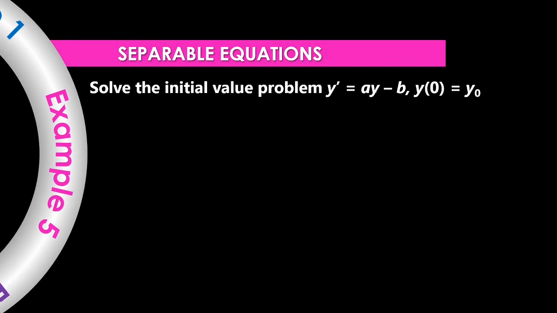Solve the initial value problem, y prime equals ay minus b, given that y of 0 is equal to 0. So here, a and b are constants. Let's include that in the problem. A and b are constants, but not arbitrary, because the arbitrary constant is in the general solution. So I can express this in terms of dy over dx.